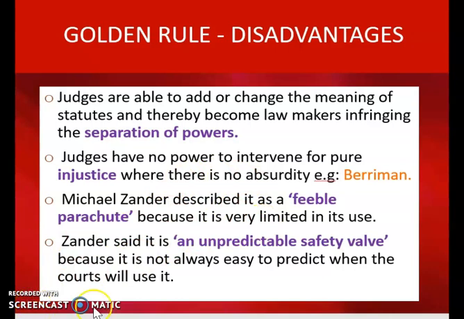Another quote from Zander here. Again, it's in purple for you. Zander also described the golden rule as an "unpredictable safety valve." Again, referring to the escape route thing. And what he's meaning here with unpredictable safety valve is a problem with the rule is it's not always easy to predict when the courts will use it. And of course, that means then that lawyers aren't able to advise their clients.